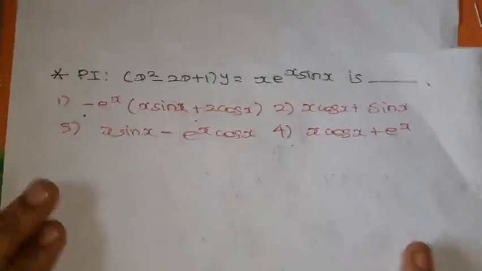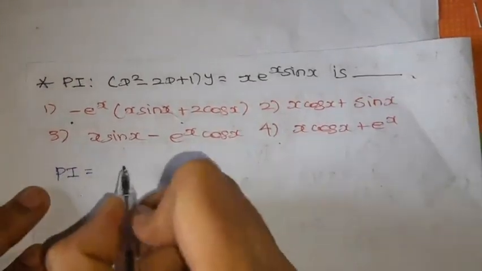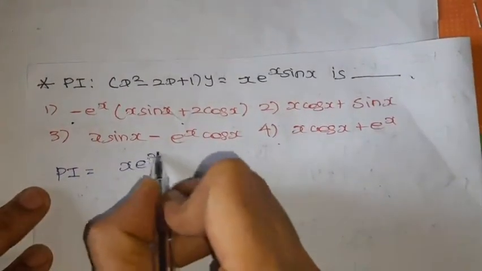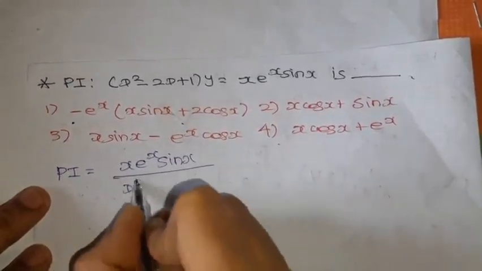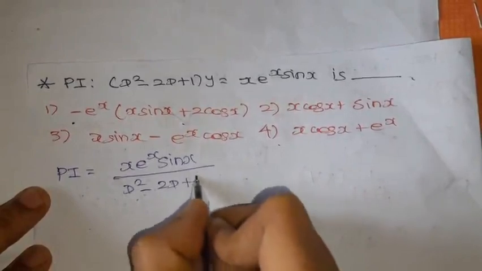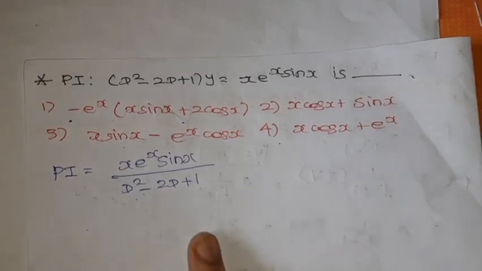Then we'll move on to the next problem. So PI, particular integral for the given function. What is that? Right hand side, x e power x sin x divided by D squared minus 2D plus 1. So exponential function is given, so we take that exponential function outside. Whenever exponential function comes, we should replace D by D plus alpha.